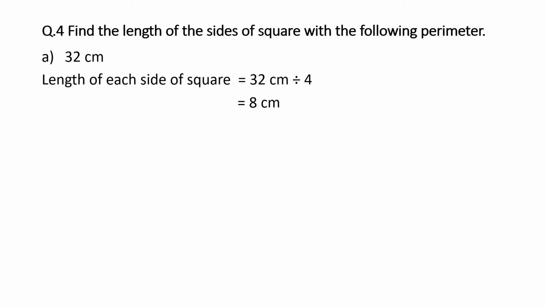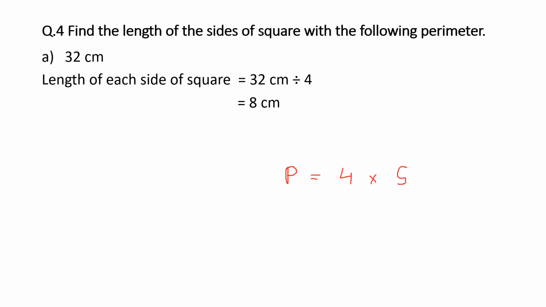Find the length of the side of a square with the following perimeter. Now the perimeter formula is 4 into side, right? And perimeter is already given to us. We don't know what is the side of a particular square. So the formula is this one.